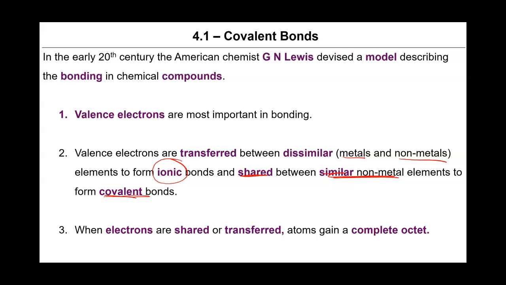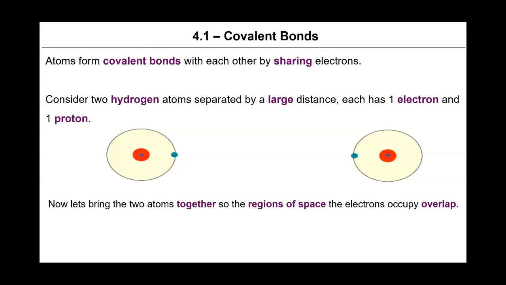Whatever the type of bonding occurring, G.N. Lewis said that when electrons are shared or transferred, the intention is that the atoms gain a complete octet. And there's only one real exception to this rule, and that is hydrogen. Hydrogen is happy to obtain a duet with 2 electrons because its nearest noble gas is helium.